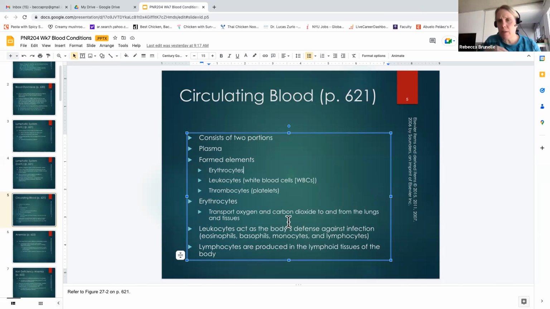When we're talking about anemia, we're going to be talking about hemoglobin and red blood cells, and the shapes of those different cells have a lot to do with how patients are able to transport oxygen throughout their body.